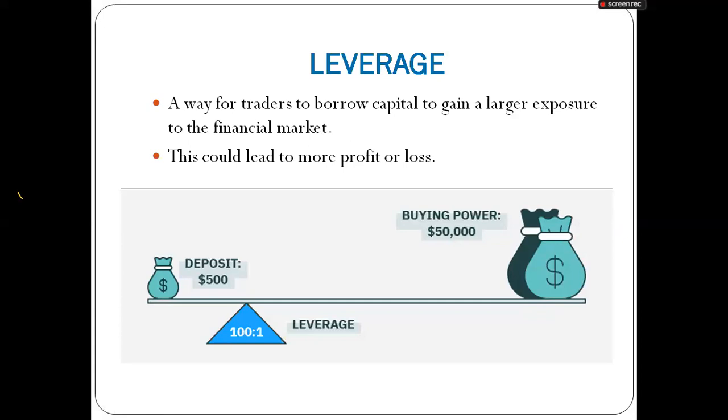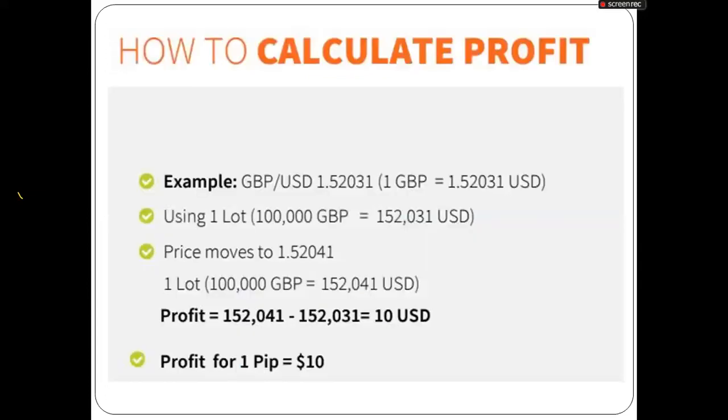What is leverage? It is a way for traders to borrow capital to gain a larger exposure to the financial market. What do I mean by that? By rights, if you want to trade Forex and buy GBP USD, for you to make $1 for every move, you would need $10,000 without any form of leverage. If it moves in your favor, you make $1 profit. If it moves against you, you lose $1. If you want to make 10 cents, you will need at least $1,000 to trade the financial market.